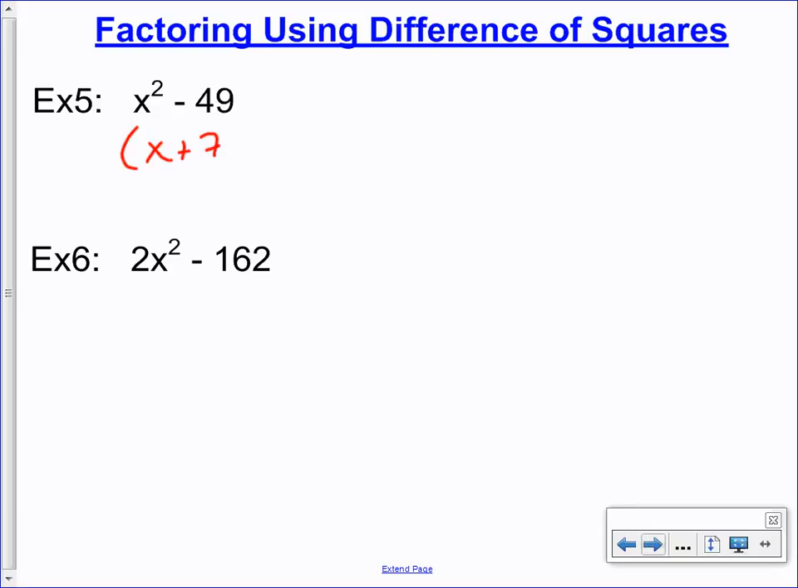x plus 7, x minus 7. So basically you just take the square roots and then that's what your a and b are. 2 doesn't have a square root, so take it out because GCF, GC first. Here we go. 2x squared minus 81.